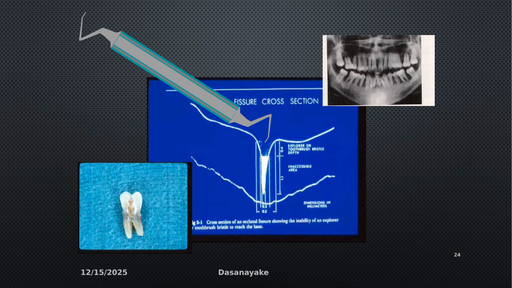Deep, narrow occlusal fissures can hide decay because explorers and toothbrush bristles cannot reach the base. The cross-section shows an inaccessible area where plaque accumulates, while the tooth photo and panoramic radiograph illustrate how caries may progress before detection. Preventive measures like fissure sealants or careful monitoring with radiographs reduce hidden decay and preserve tooth structure.